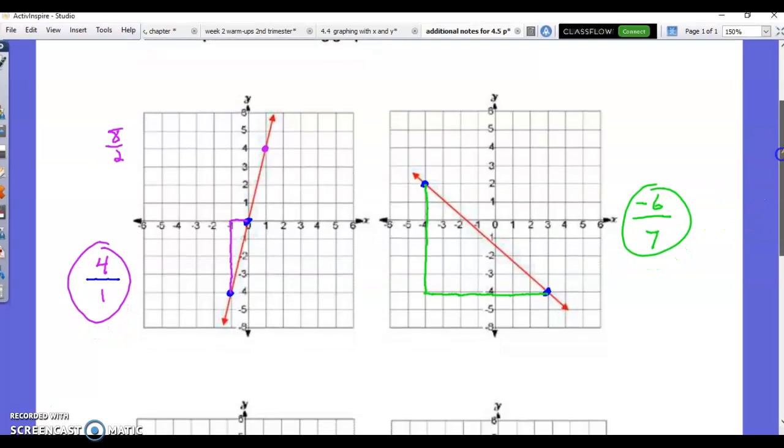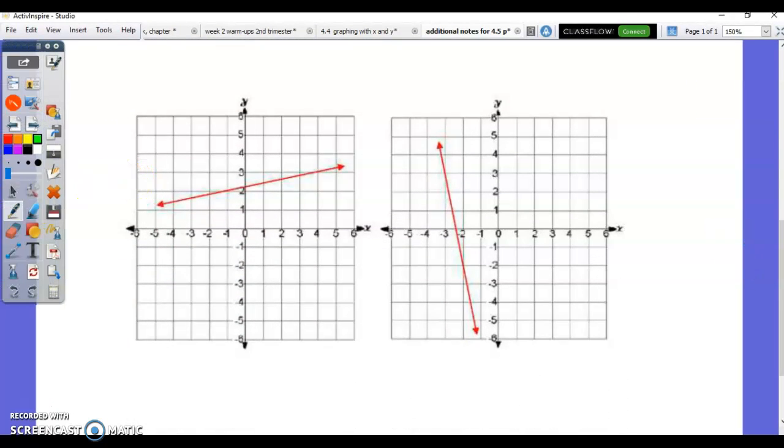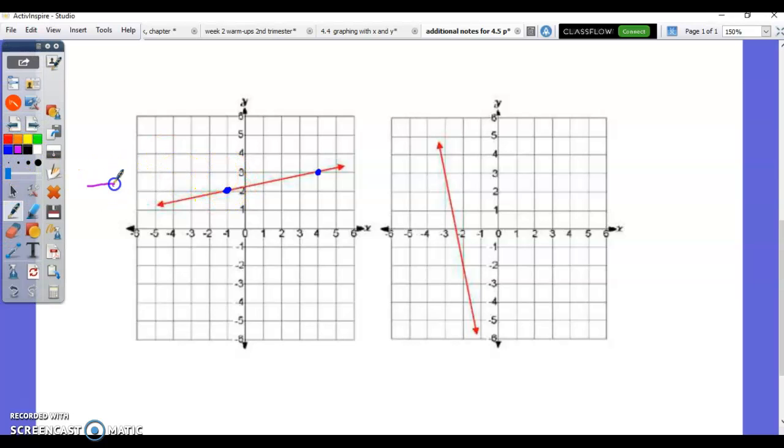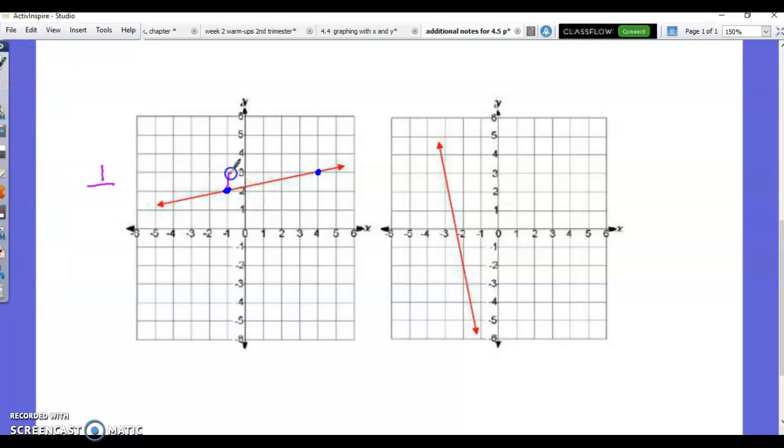Go ahead and pause this and try these next two. All right, so I'm going to identify two known points. So let's see. Here's one known point. And this one right here. All right, it's not quite, but there's not another one, so this is the one we're going to go with right here. All right, so now I'm going to count my spaces. I go up 1 from this one. So my top number is going to be 1. And then I go to the right, 1, 2, 3, 4, 5. So 1 over 5 is my slope.